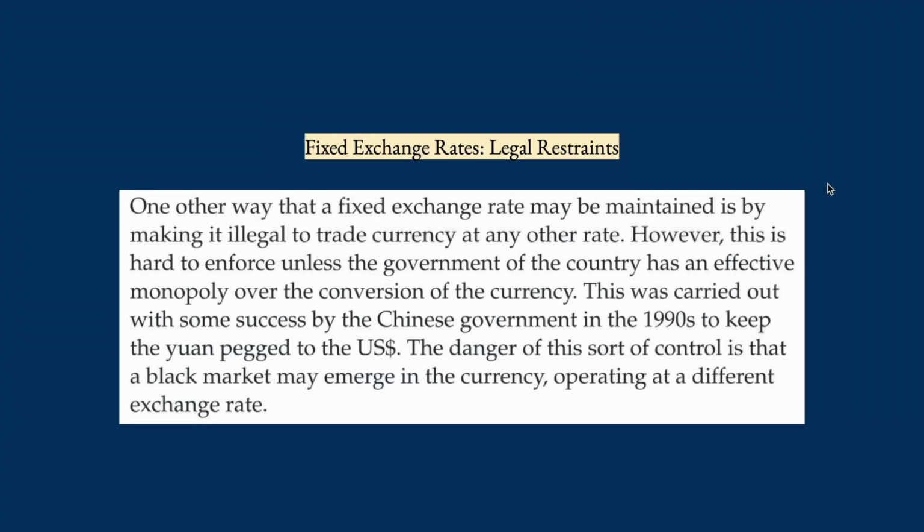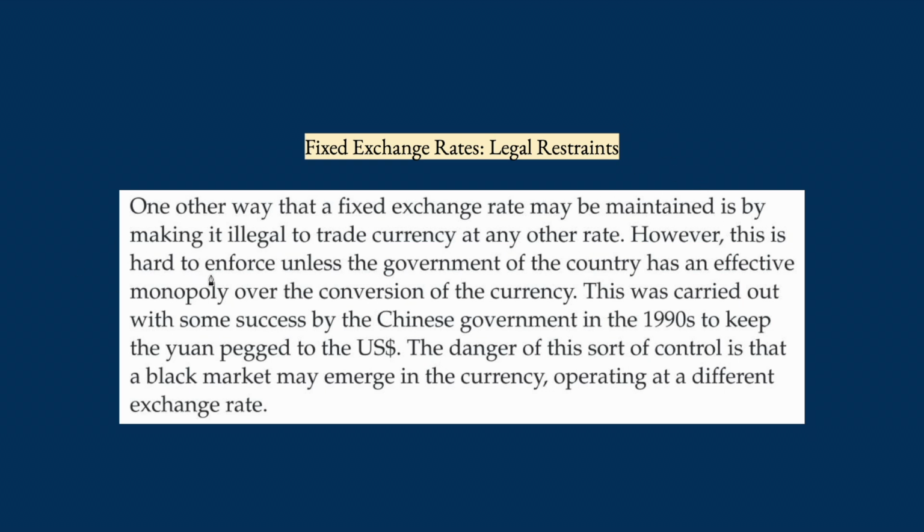Okay, and lastly, while we've already considered before how governments and central banks can maintain a fixed exchange rate by either increasing supply or increasing demand in response to increased demand or increased supply, they can also do so by legal restraints. So let's talk about that. The main way that legal restraints can do this is by making it illegal to trade currency at any other rate than the main exchange rate.